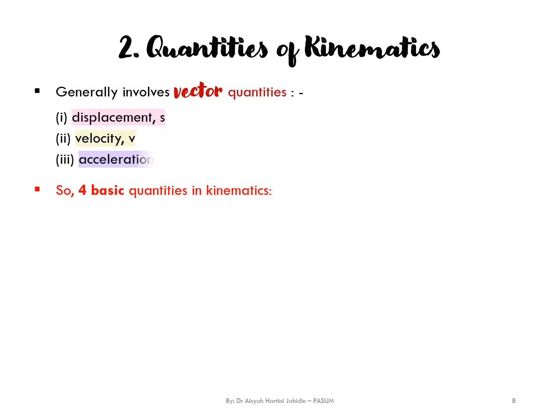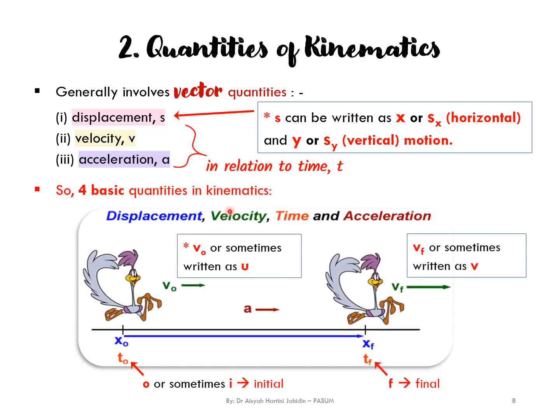These are the four basic quantities in kinematics. As I mentioned earlier, motion is the change of position over time. So it is important to mark the initial point and the final point of the motion, which indicates the displacement. We can get the velocity and acceleration by the derivation of the displacement. Take note that the initial velocity can be written as v naught or u, and the final velocity can be written as v.